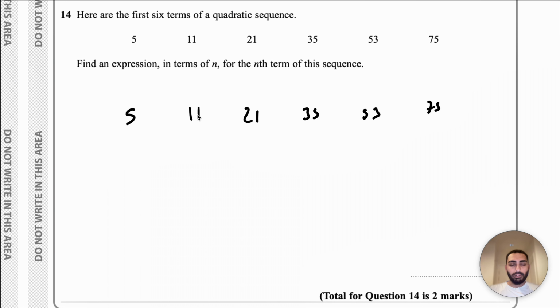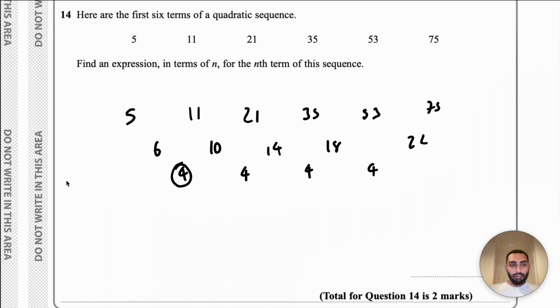So the first difference between 5 and 11, there's 6 numbers between them. Between 11 and 21 is 10. Between those two is 14. And you can see it's going up by 4s every single time. So that would be 18 and that would be 22. My second difference is the difference between these two. So between 6 and 10 is 4. And you can see it's 4 all the time.